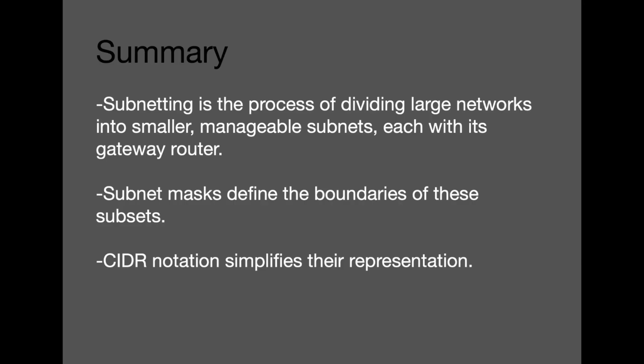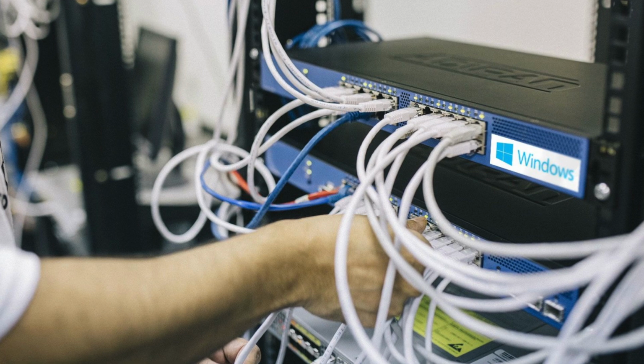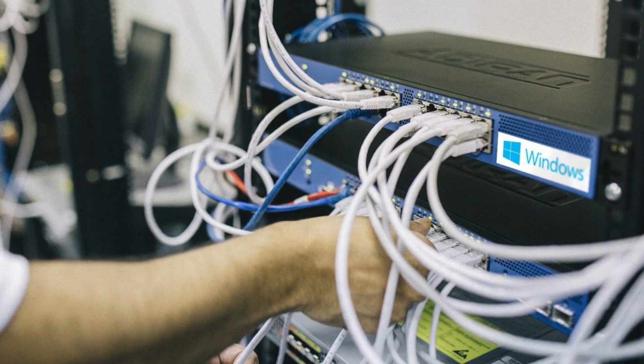To sum it up, subnetting is the process of dividing large networks into smaller, manageable subnets, each with its gateway router. Subnet masks define the boundaries of these subnets, and CIDR notation simplifies their representation. Whether you're an IT support specialist or aspiring to be one, understanding subnetting and CIDR is essential for troubleshooting network issues and optimizing network performance.